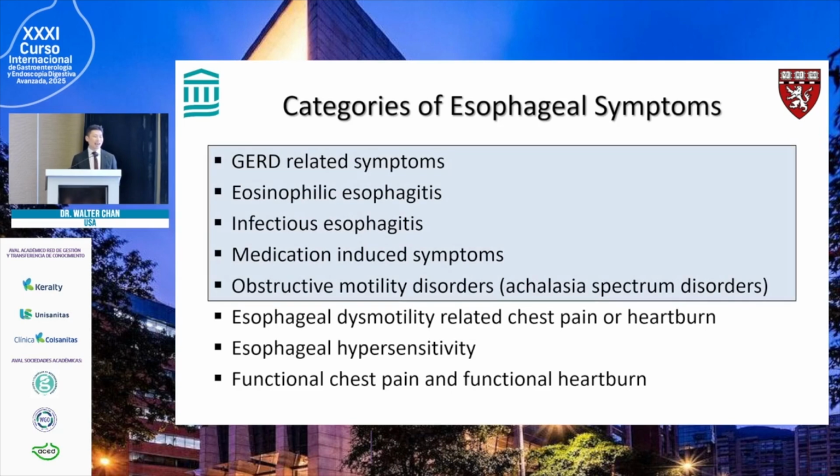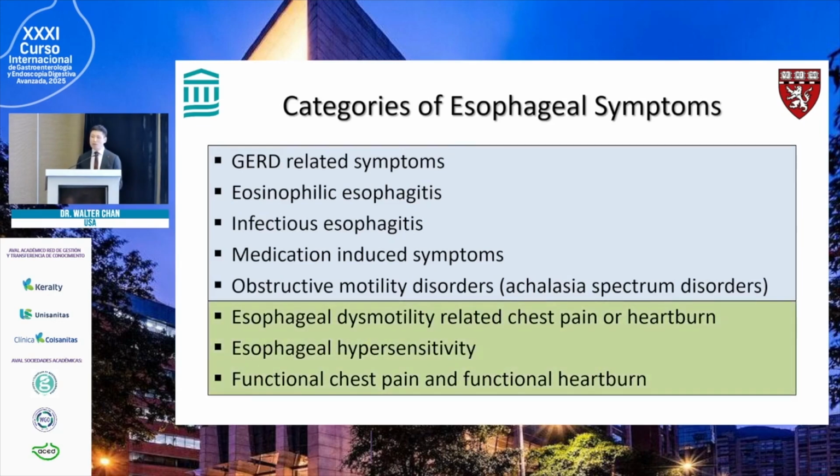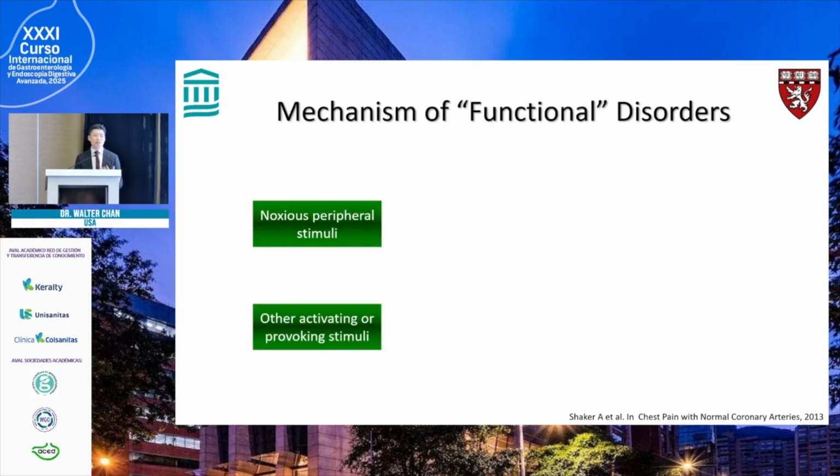So you can really categorize them. The top ones are really the ones that are due to some type of underlying organic diseases or underlying causes. And the bottom ones are more of the functional disorder that we think about. There's no organic causes per se, and a lot of it may be due to increase in sensitivity of the esophagus. So what are the mechanisms of causing these functional disorders?